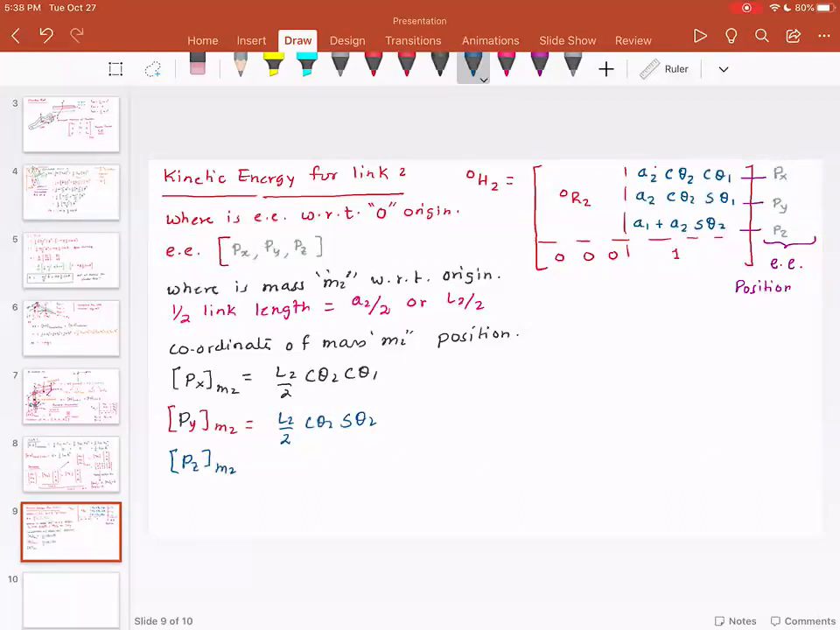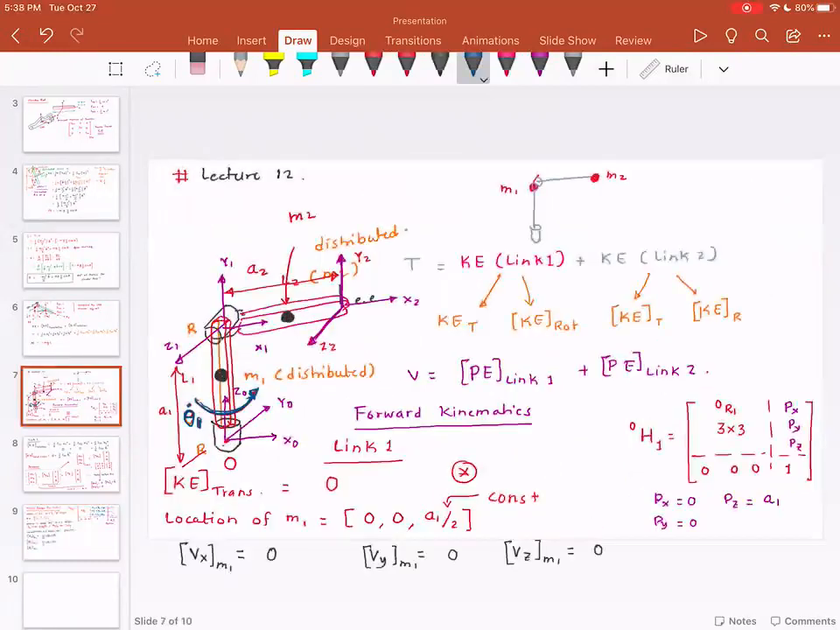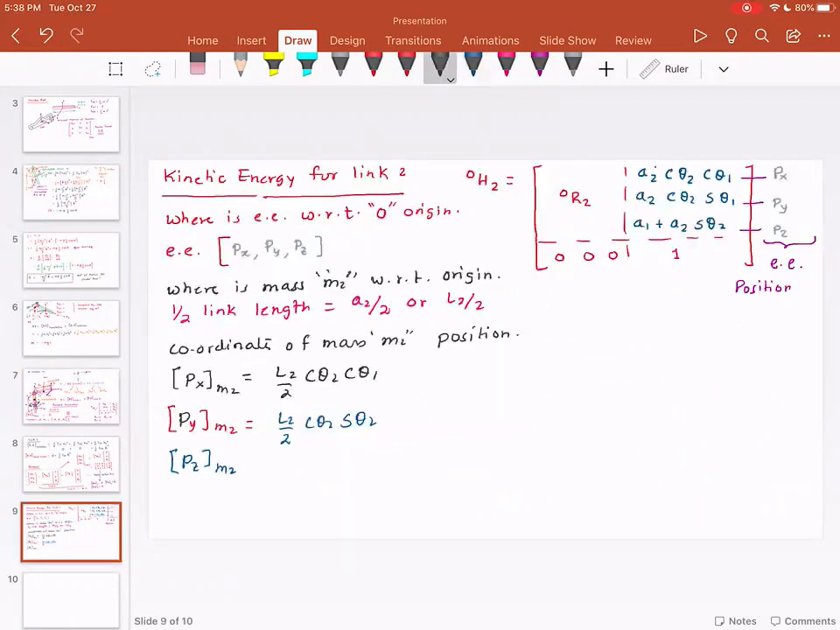So mass m2 is at the distance, the z distance is a1 plus a2 cosine of theta. So the distance is equal to a1 plus L2 by 2 sine theta 2. Please note, a1 here and a1 here will remain the same, because when you look at the z component, you are going to have a1 plus L2 by 2 sine theta 2.